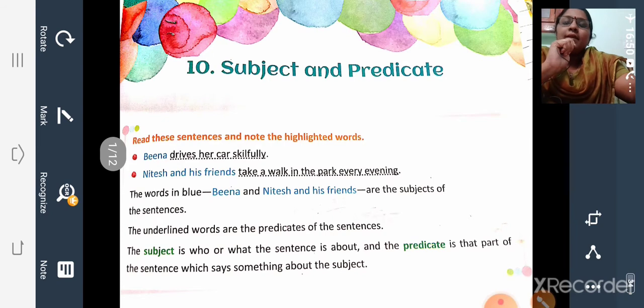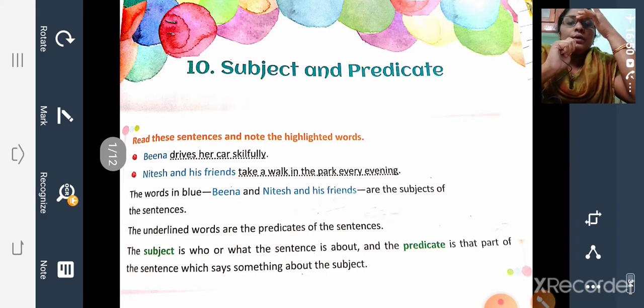Today let us study Grammar Way, lesson 10, subject and predicate. I think last year you studied the same topic, subject and predicate. It's a very easy topic.